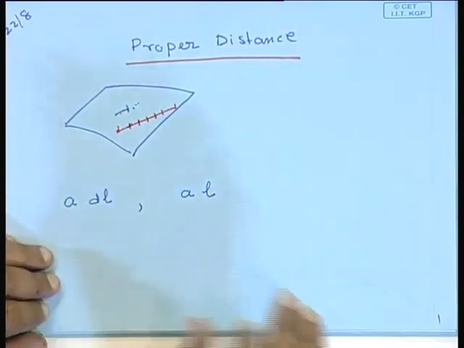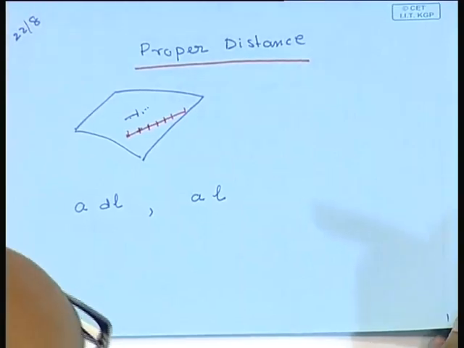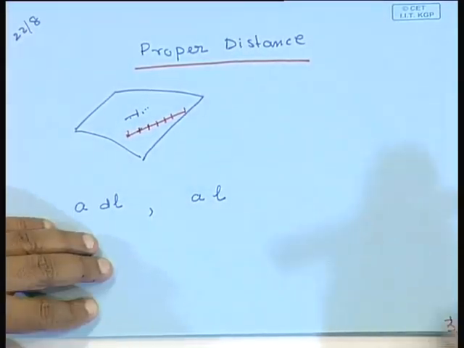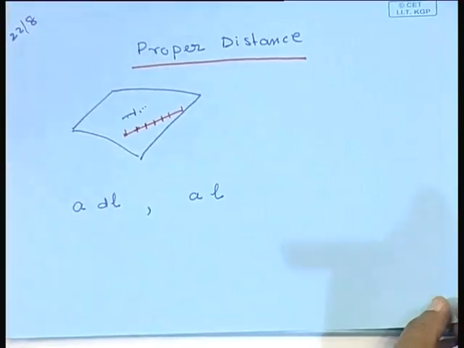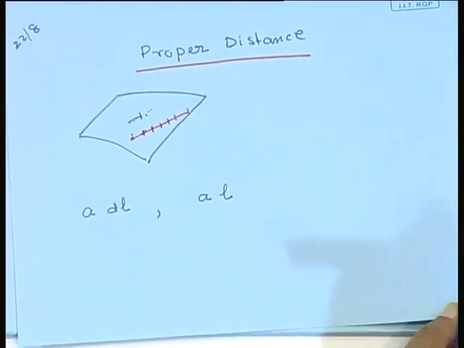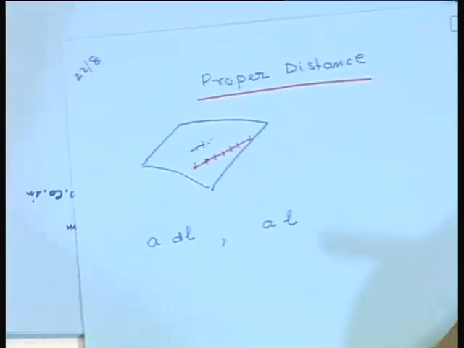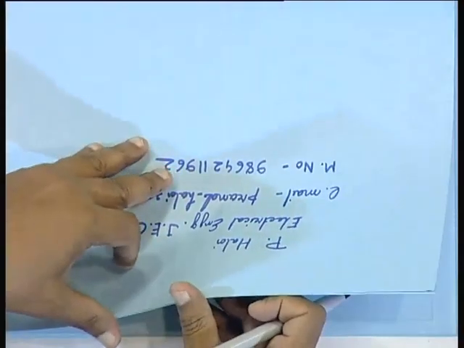So, we have discussed two distances which I have defined, and I have discussed how you can calculate them using this line element. Now, third, more important, let us now study the propagation of light in this space time.